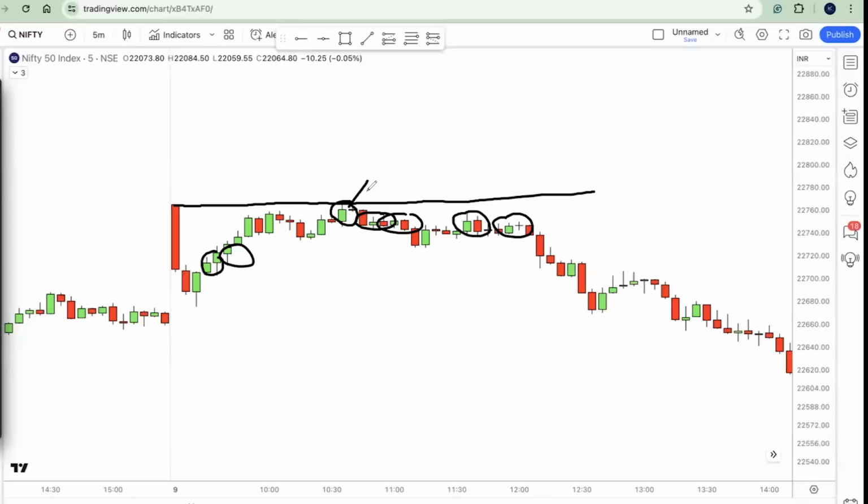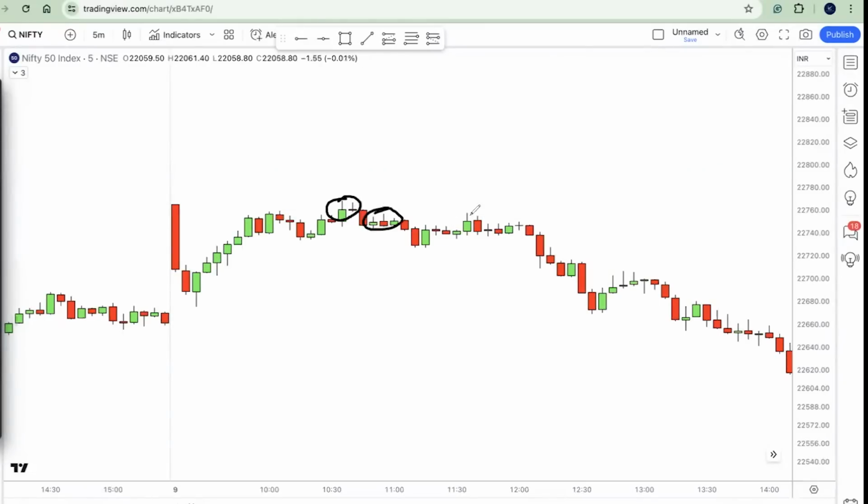Because the seller will not allow you to break that level, because he has a big stop loss here, right? So he has to keep the price below this stop loss, but at the same time he wants to give you a bullish view also. So what happens here? Retail traders are buying here, expecting the market to make a breakout. Even before the breakout happens, they are aggressively buying.